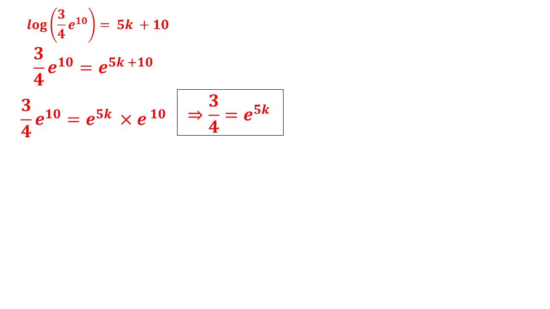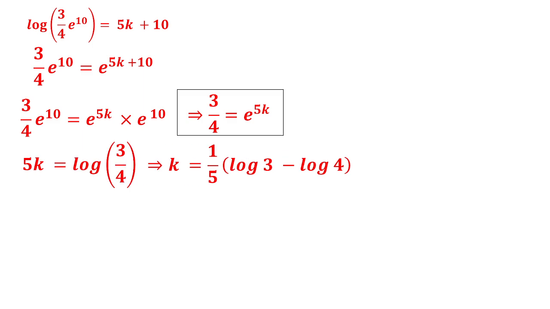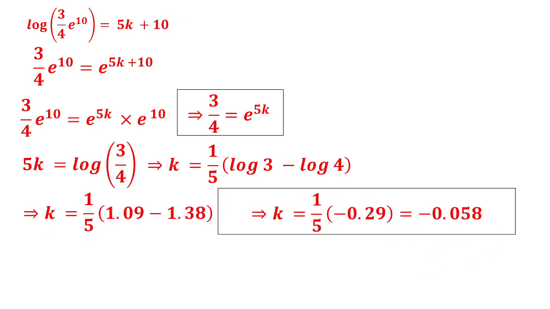Now e power 10 is getting cancelled on both sides. Therefore 3 by 4 is equal to e power 5k. Again use the idea that 5k is equal to log of the right hand side. It is log 3 minus log 4. In the question itself the values of log 3 and log 4 are given. I am subtracting them and dividing by 5.